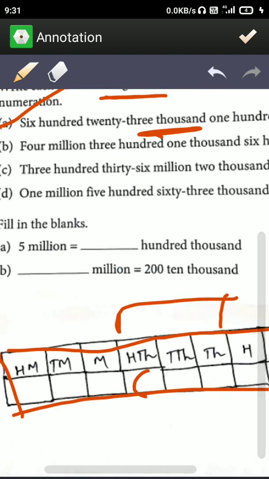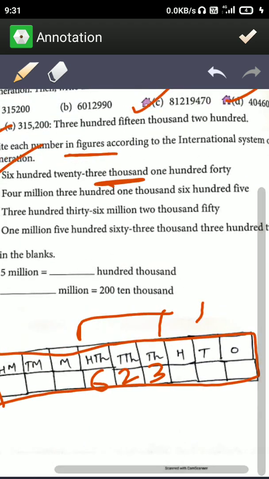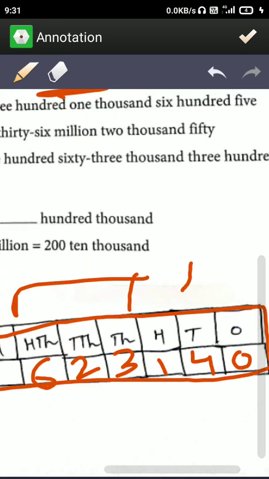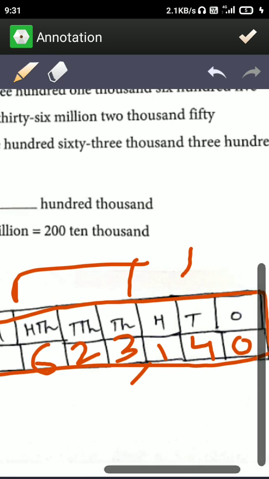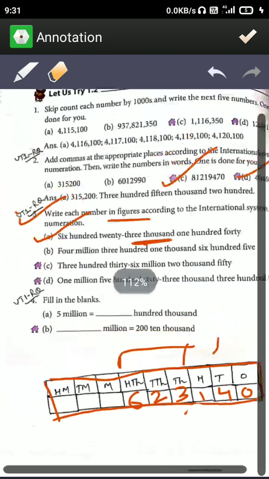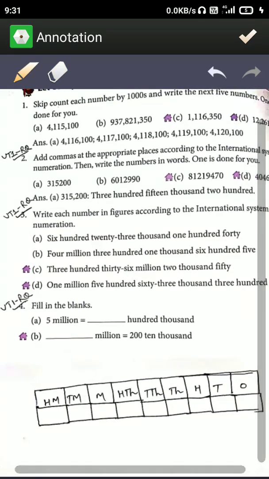So 600, 23,000, that is 623,000 and 140. And where will the comma be? From the last side, after 3 digits, it will be a comma. I hope you are able to understand. Then let's solve the second question.